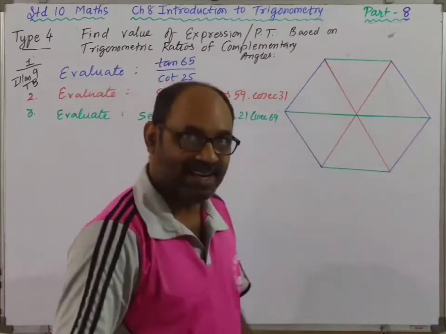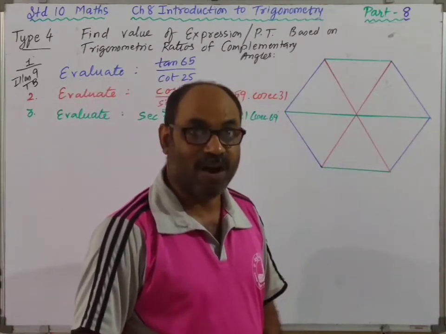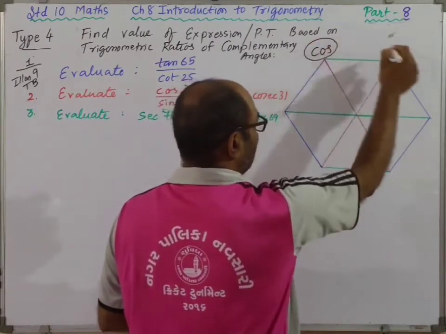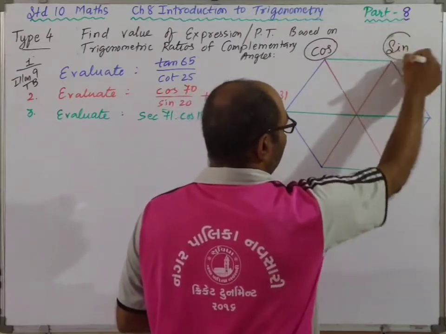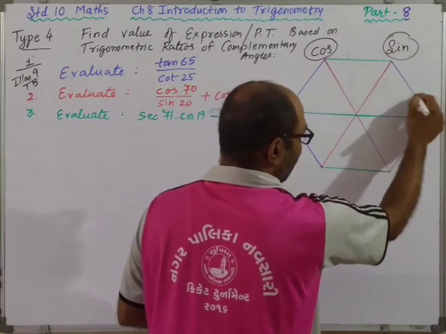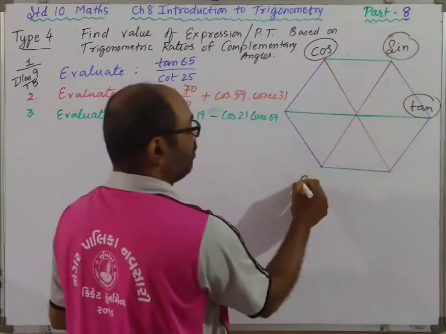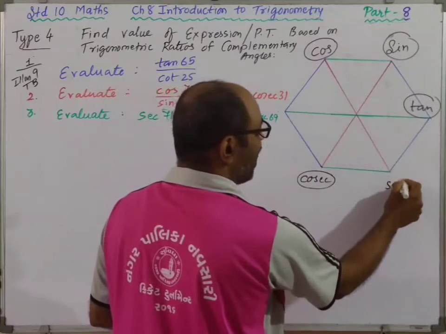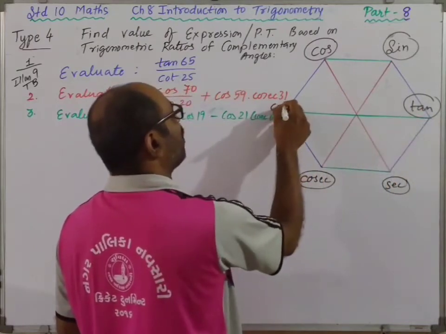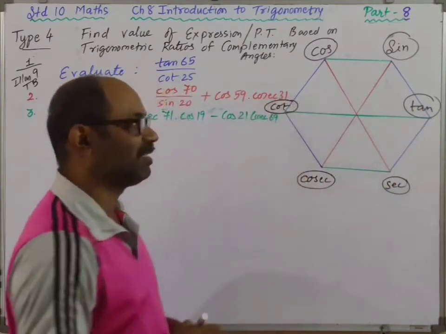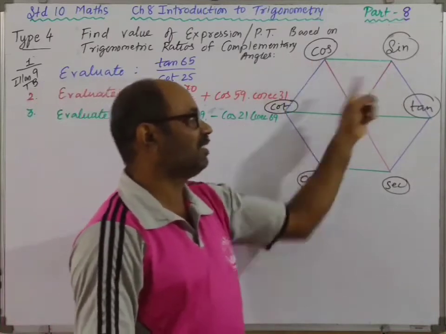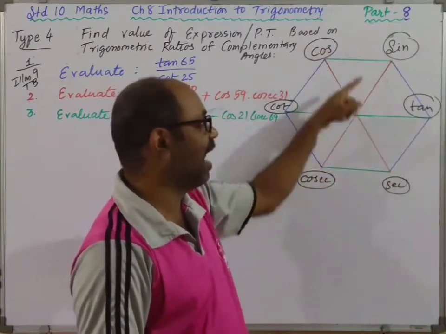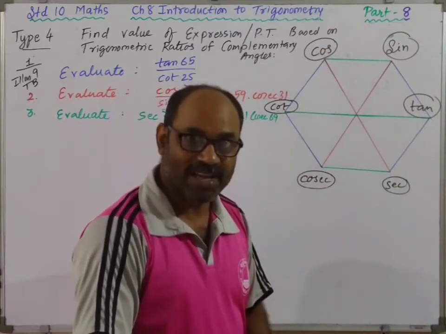Here is the magical, wonderful hexagon. Here we start with cos, correct? Then sine, then tan here, साइन का रेसिप्रोकल कॉसेक, कॉस का रेसिप्रोकल सेक, और टेन का रेसिप्रोकल कॉट. I put them in the circle. And if you see these three green lines, they are parallel, correct? One is a diagonal and two are the sides of the hexagon.